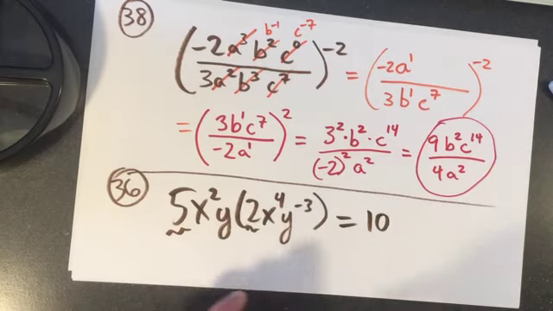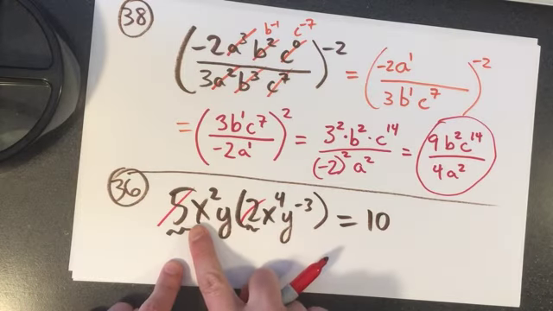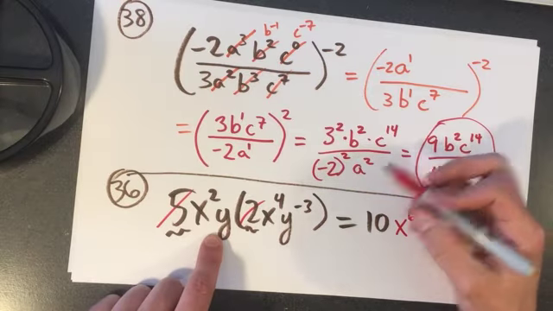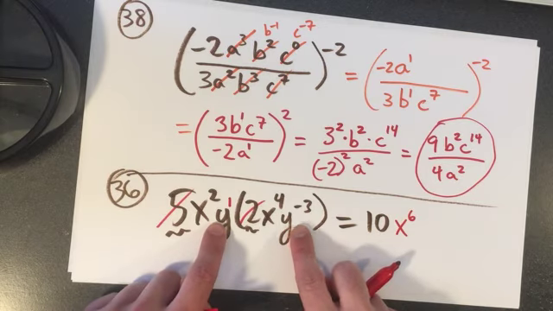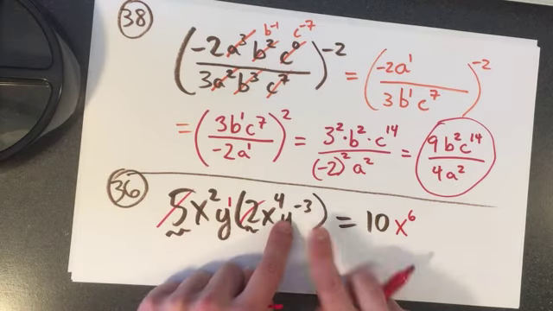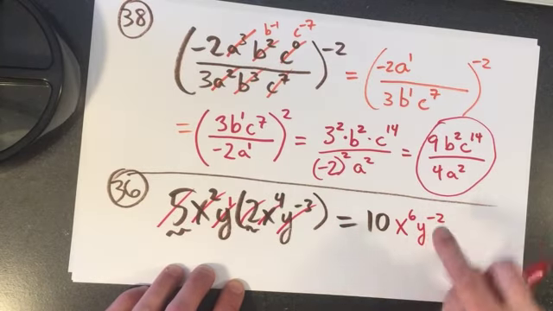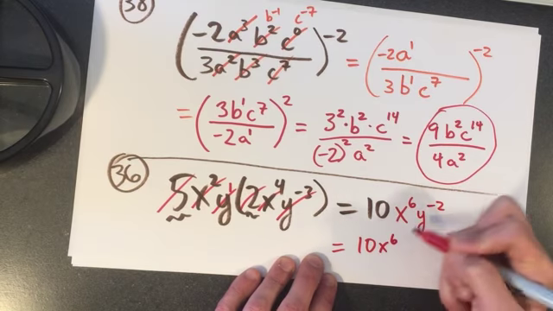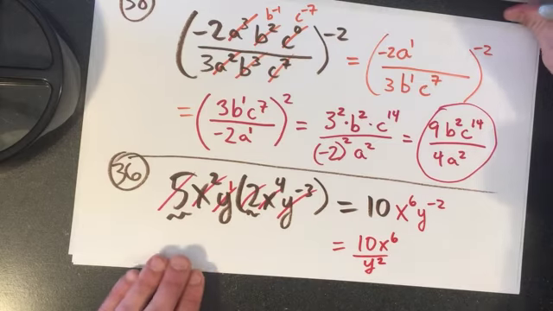That just becomes a 10. I can get rid of that right away. I'll cancel them out as I go. X to the 2nd times x to the 4th. That becomes x to the 6th because we add them. This is y to the 1st. I can show I'm doing it right. Y to the 1st times y to the negative 3rd. So we add those two. We get y to the negative 2. I cancel them out as I go to show I've done it. And we know this is bad grammar, so we can write this as 10x to the 6th power over y squared. And let's hope that's our answer for number 36.